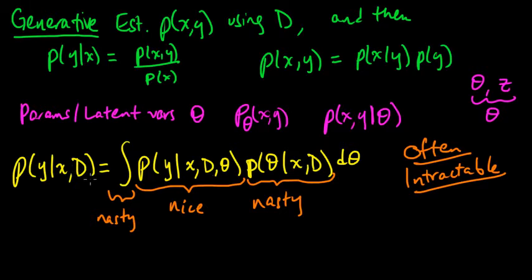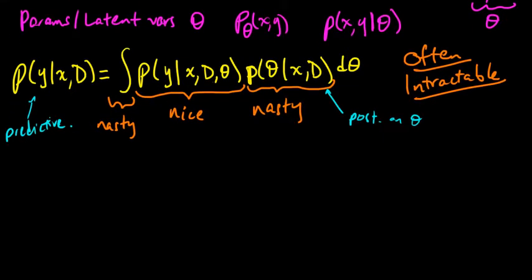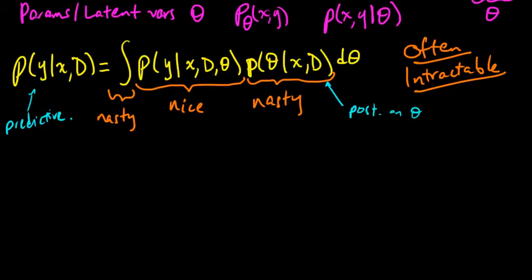This is often called the predictive distribution on y. This part is often called the posterior distribution on theta, given the data. It's a little bit of terminology. And now we're ready to look at the different core ideas and methods in machine learning.